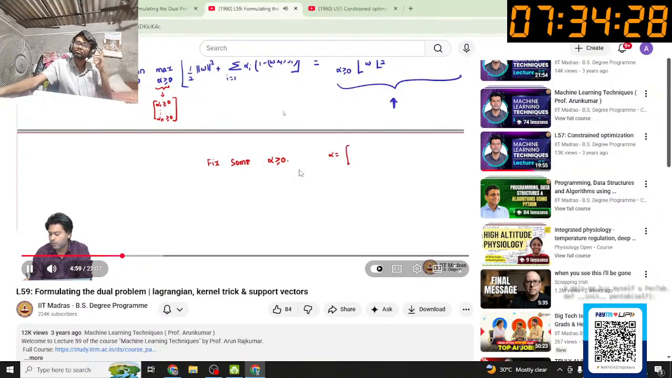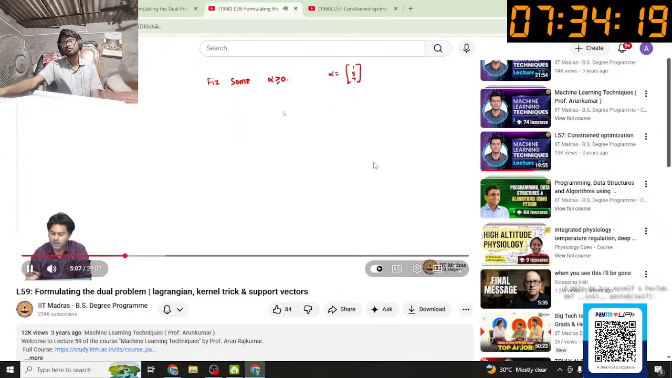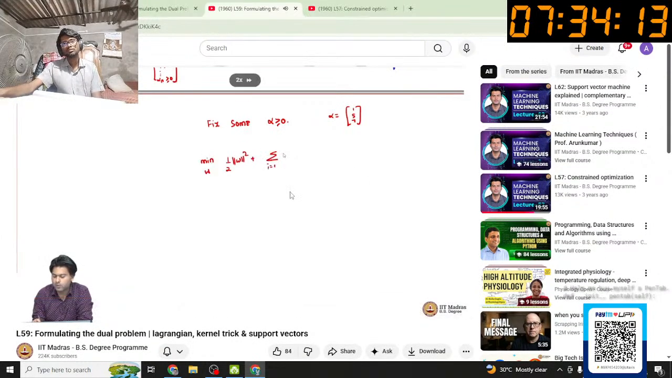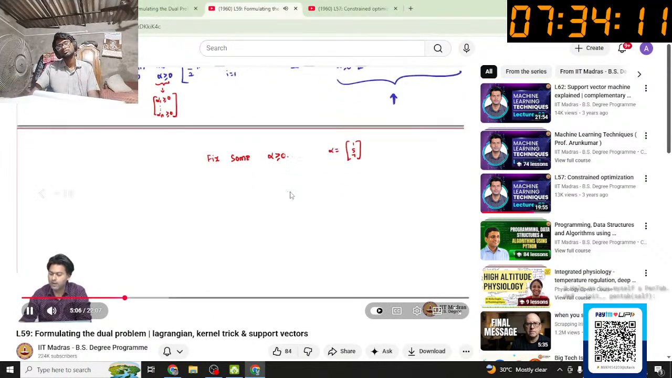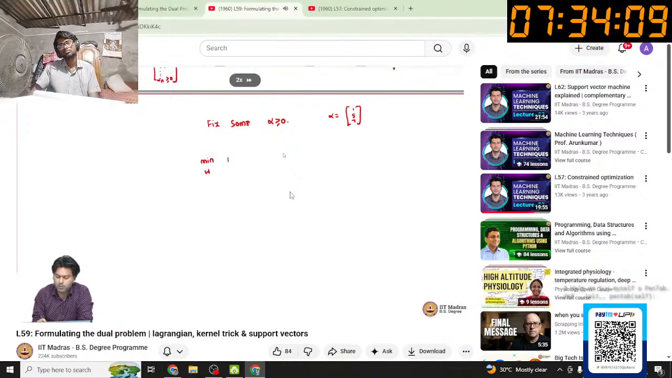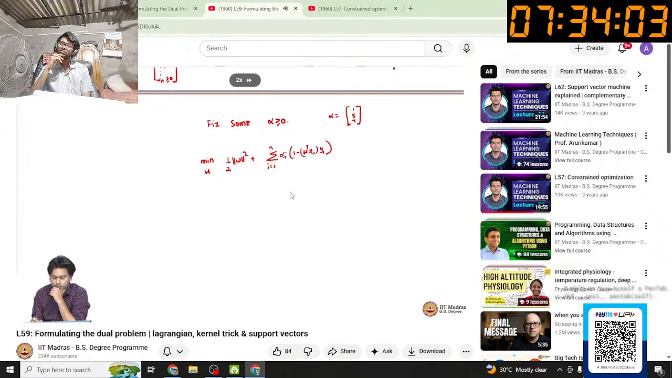If you have 3 data points, maybe alpha is 157, right? So some vector that I'm just fixing. So arbitrarily I'm fixing some vector alpha, and then I'm asking what is the minimization over w of half norm w squared plus the sum over i equals 1 to n of alpha i times 1 minus w transpose xi yi. What is the minimizer? What is this value going to be? Can I get a hold on this value?